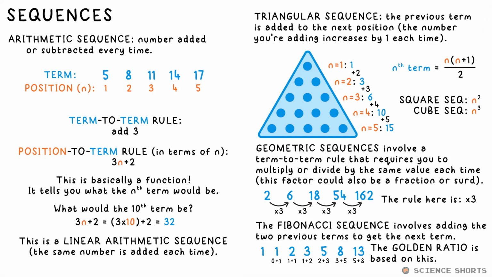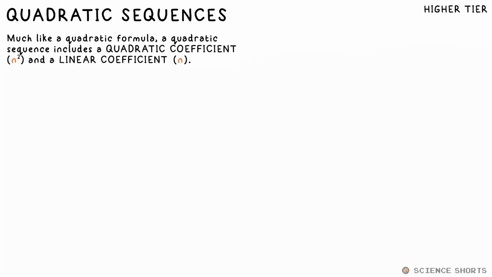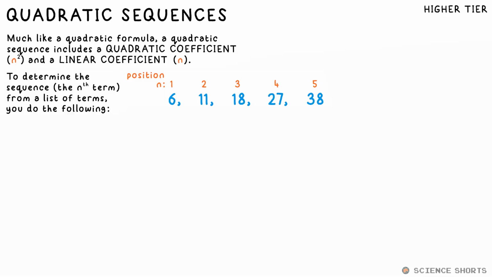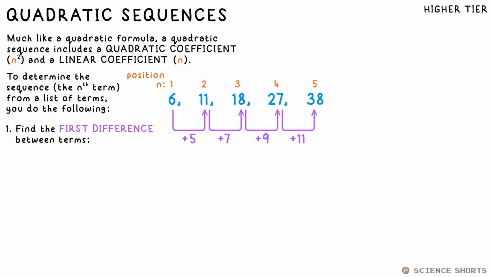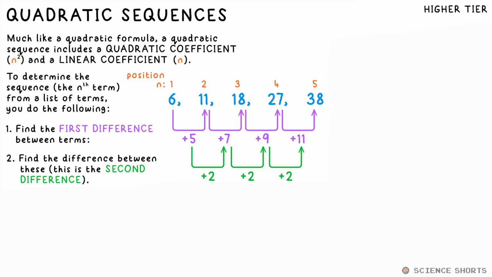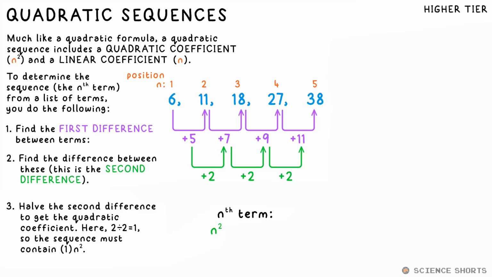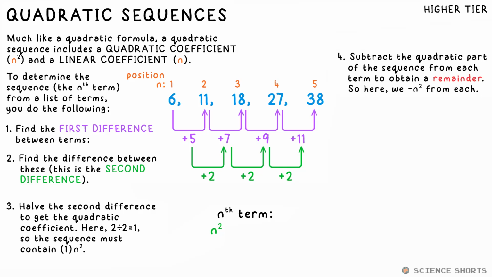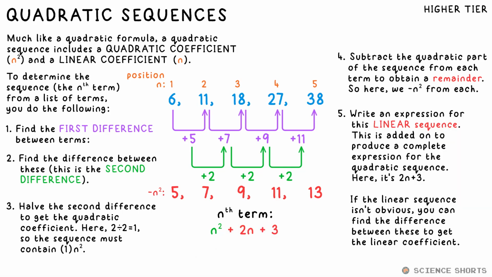A Fibonacci sequence requires you to add the 2 previous terms to get the next one. You might have to deal with quadratic sequences too. Determining the nth term here is pretty tricky. First, find the difference between each term, then find the difference between those differences. This is what we call the second difference. Half of this gives us the coefficient of n squared in the sequence. We then punch in the positions in place of the n's and subtract this from the sequence. This gives us the remainder for each term. This new interim sequence we have will be a linear sequence, which we add to the quadratic part.